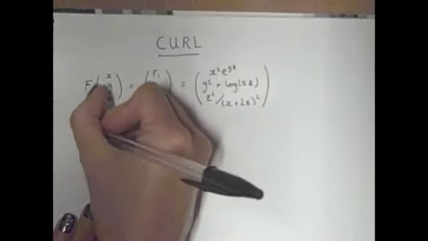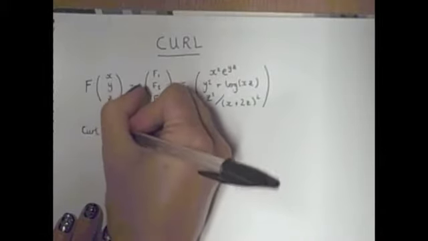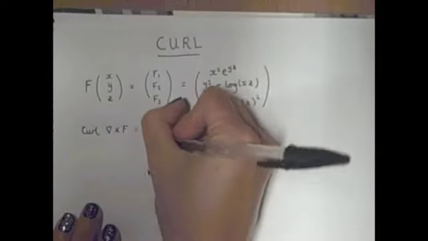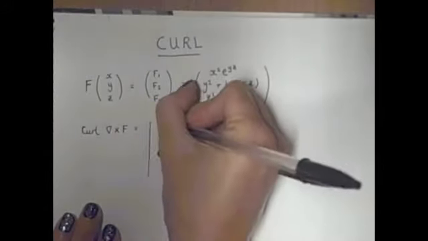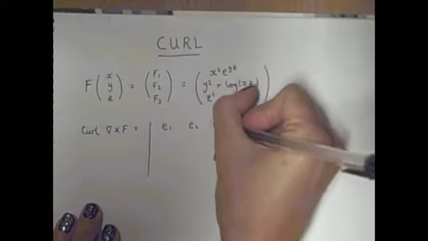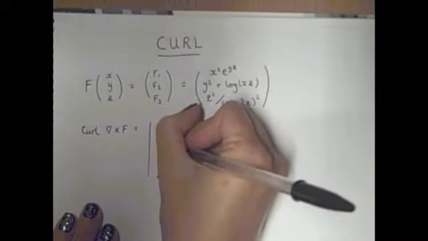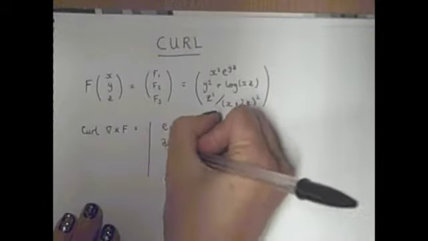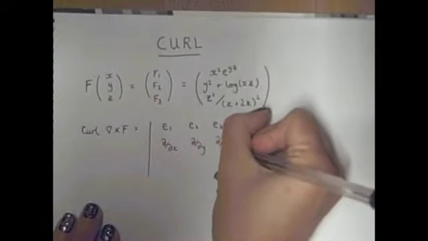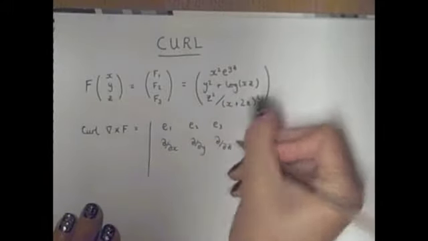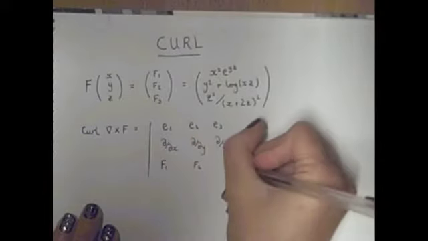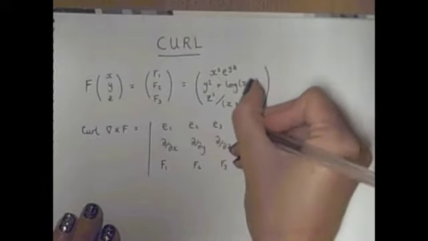The curl is denoted as follows. On the top line you have e1, e2 and e3, and then you have the partial derivative of x, the partial derivative of y and the partial derivative of z. And on the bottom line you have field 1, then field 2, then field 3.